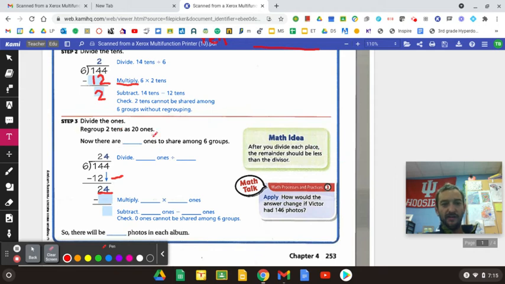So the 2 tens are now 21s, and you can think of it as just that full 21. So there are 24 ones. So I'm going to divide 24 ones by my original divisor, which is 6.